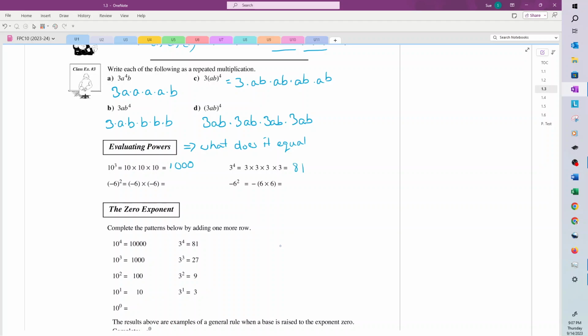That is 81. This is -6 squared. The negative is inside the brackets, so the base is -6. So -6 times -6 is going to be a positive 36, because there are two negatives. This one, however, the 2 is only affecting the 6, and the negative is just hanging out there by itself. You could think of this as -1 times 6 squared. So this is now -6 times 6, which is -36. Again, those brackets are super important.